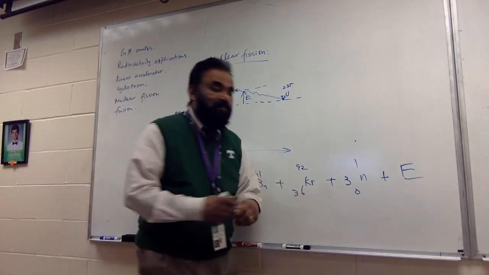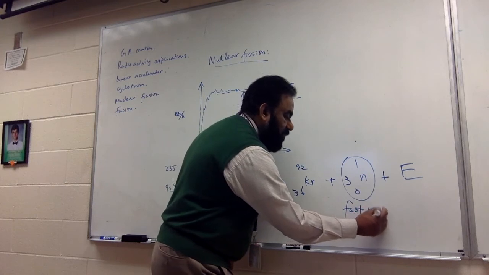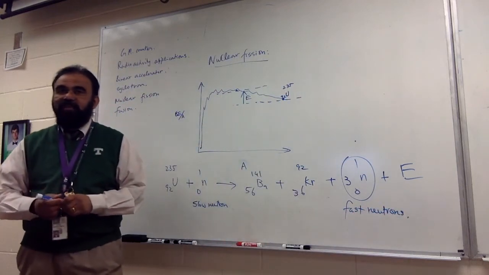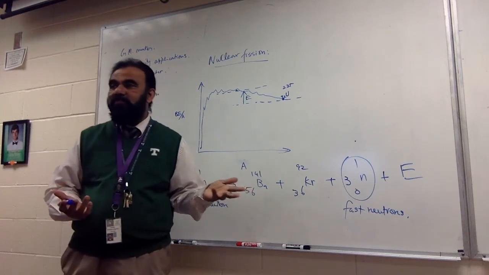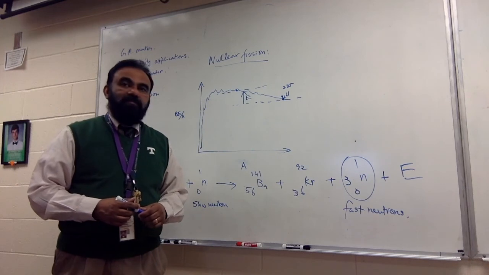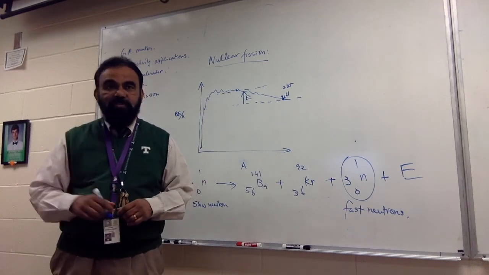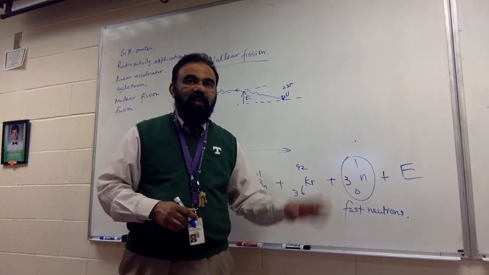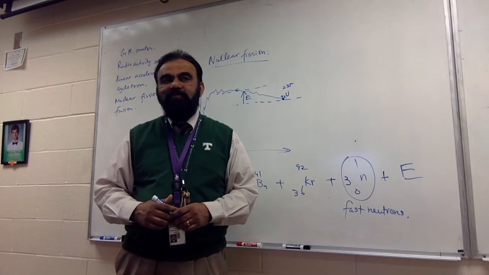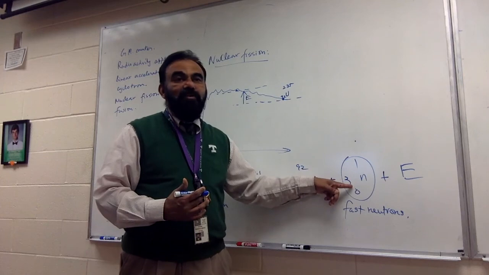Now, these are fast neutrons. Those 3 neutrons that are produced there, not always 3, sometimes 2, they are fast neutrons. They cannot do any more fission. Now, if these fast neutrons go and hit other uranium-235 nuclei, nothing is going to happen. So what you need to do for an atom bomb, you have to slow these down.